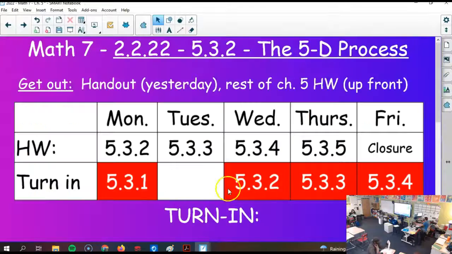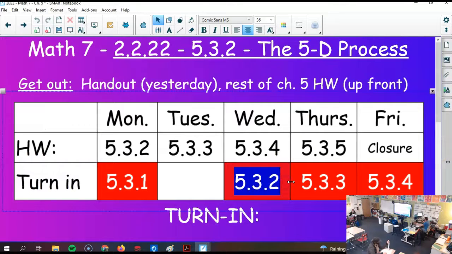What? Your 532 is due today? So 532, if you didn't turn it in yesterday, it's due today. 533 we can go ahead and look at real quick, although assuming everything is normal tomorrow, we'll review that tomorrow again.